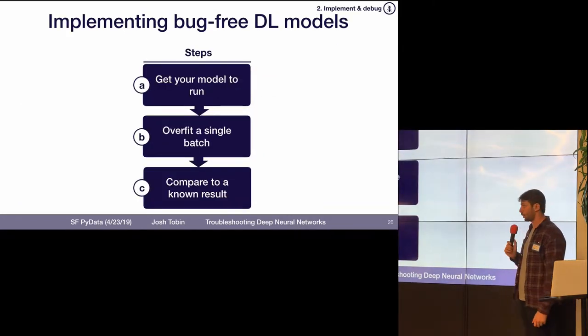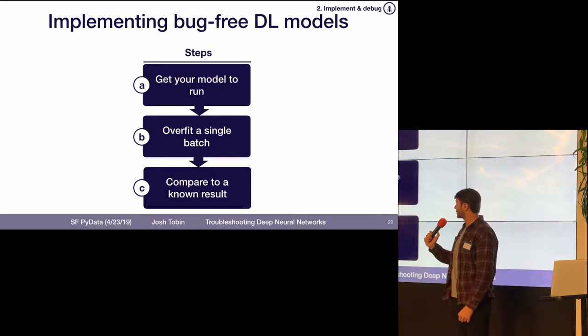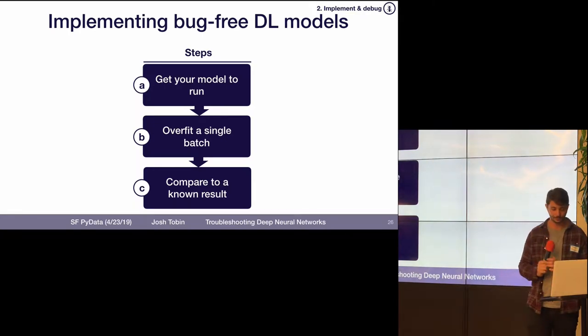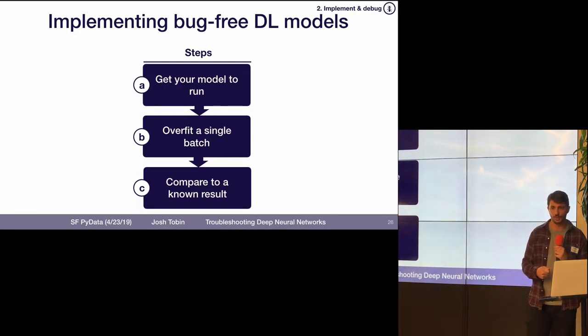There's a few things that can go wrong when you're implementing a model. The first and the most nefarious is sometimes the model just doesn't run at all. And then sometimes, but what's actually more challenging to deal with than that, is your model runs, but the performance is bad. And so the next steps that I recommend here are to overfit a single batch of data, and then to compare it to some known result to get some absolute sense of how well your model is doing.